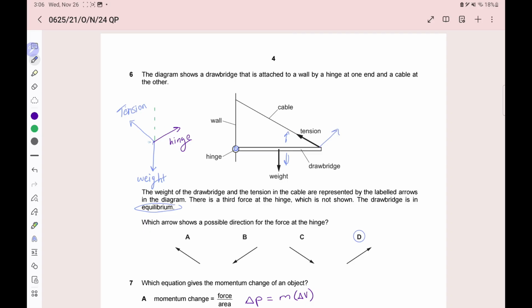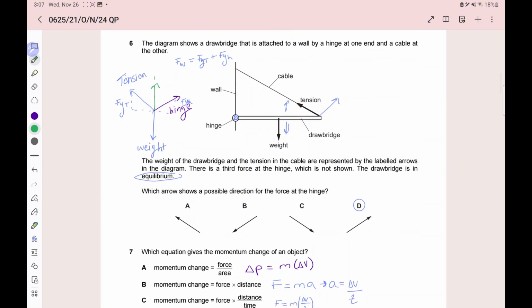And if you think about it, you also have the force in the y direction and the force of this one in the y direction. And if you add them up together, so of the tension, for example, and of the hinge, the force of the weight should equal the y component of the force of the tension plus the y component of the force of the hinge. And yeah, it'll be the same. It's as though this is equal and opposite. But yeah, so that would be D.